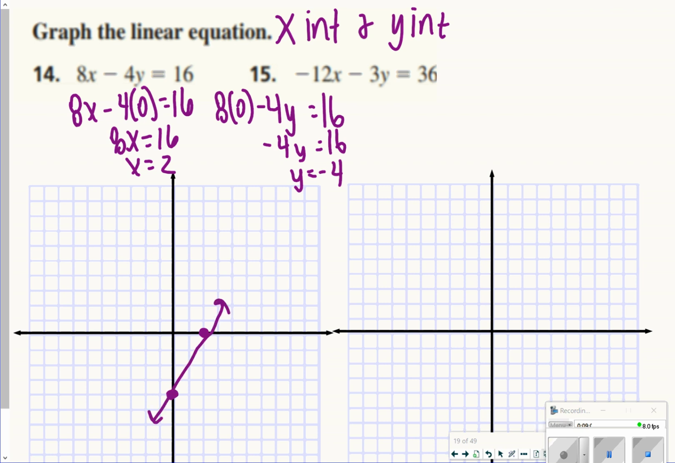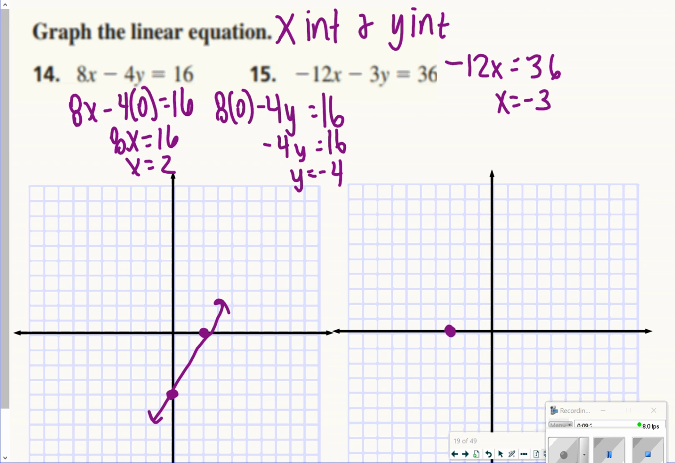Okay, for number 15, I can do the same thing. I'm going to get my x-intercept first. So I'm basically plugging in 0 for y, which cancels out the y. So I have -12x equals 36, so x is equal to -3. So find -3 on the x-axis and plot my point.